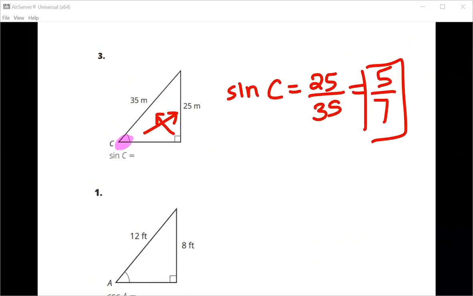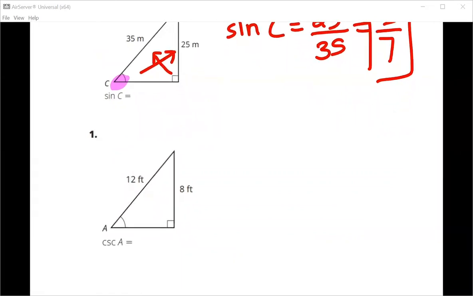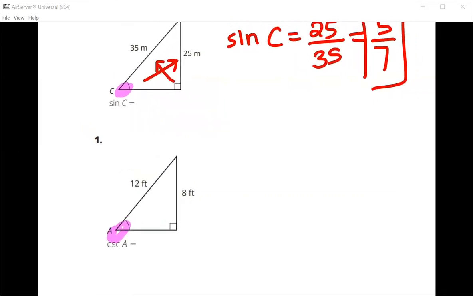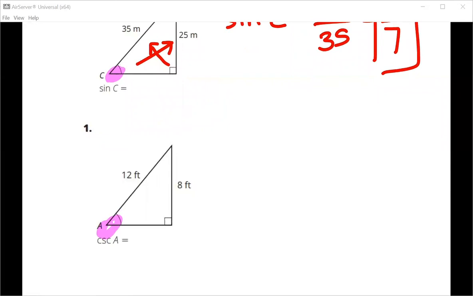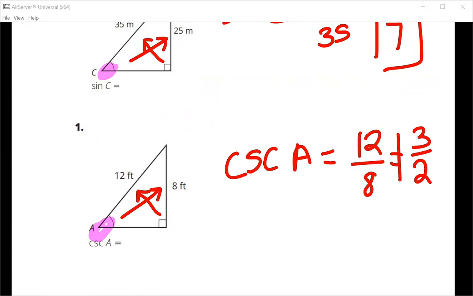Let's take a look at finding our cosecant of A. To find the cosecant of reference angle A, remember cosecant is essentially the flip of our sine. So in this case, the cosecant of A is going to be our hypotenuse, which is 12, over our opposite, which is 8. When I simplify that, I get 3/2. And that is essentially how you find the sine and the cosecant given a particular reference angle.